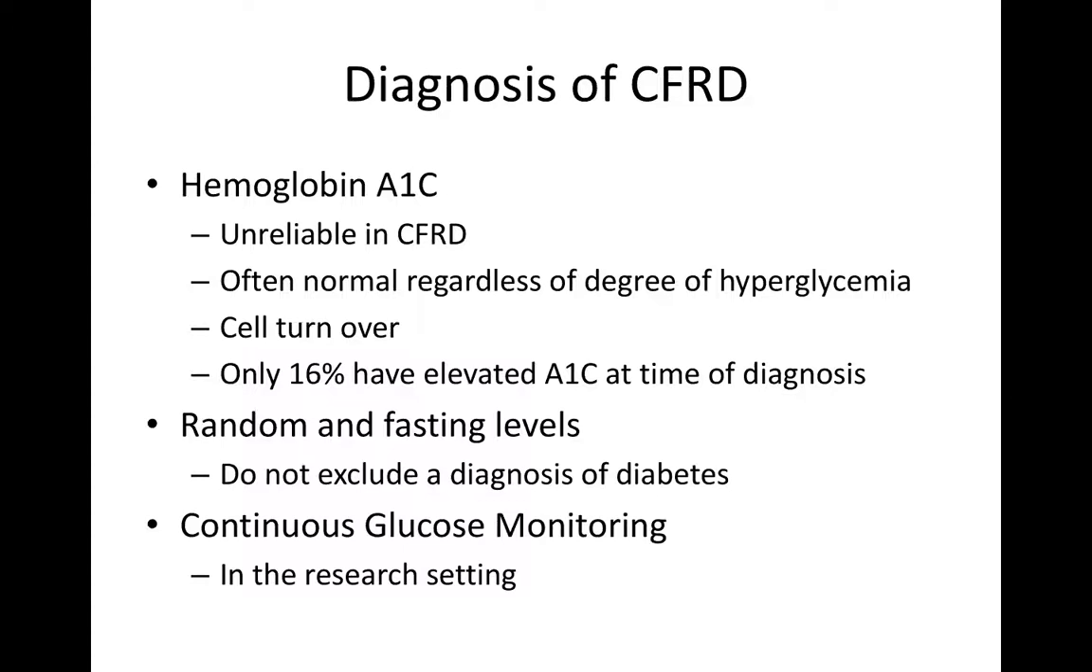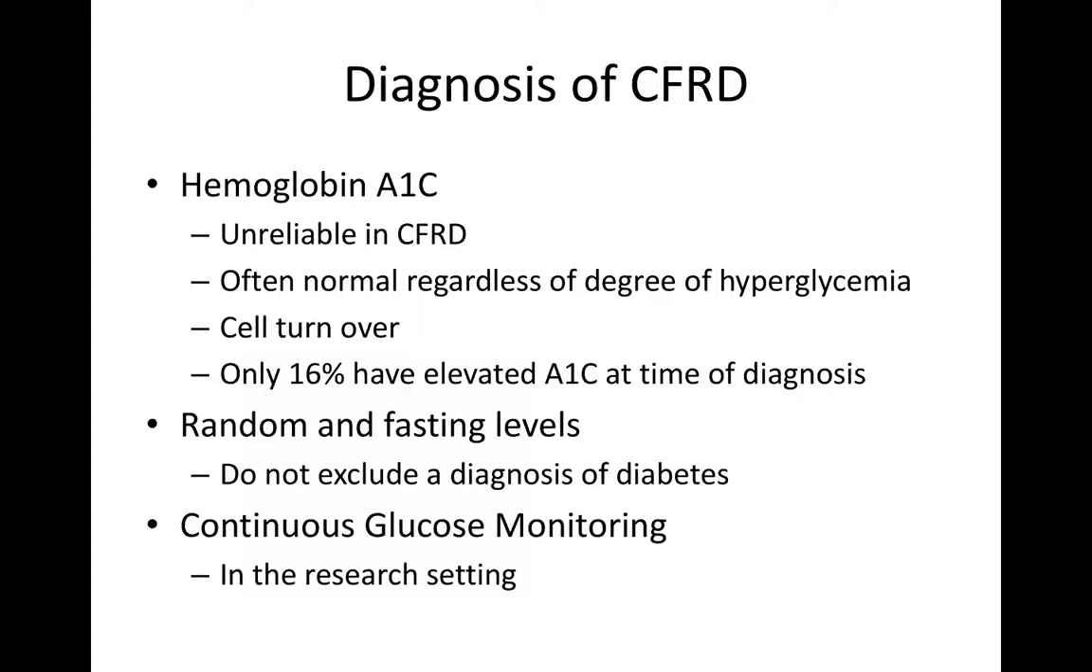At the time of diagnosis, patients with cystic fibrosis related diabetes only have an elevated A1C 16% of the time. In terms of random and fasting blood sugar levels, if you just don't happen to get a blood sugar level when it's 200, you might be missing higher blood sugars and you might miss the diagnosis.